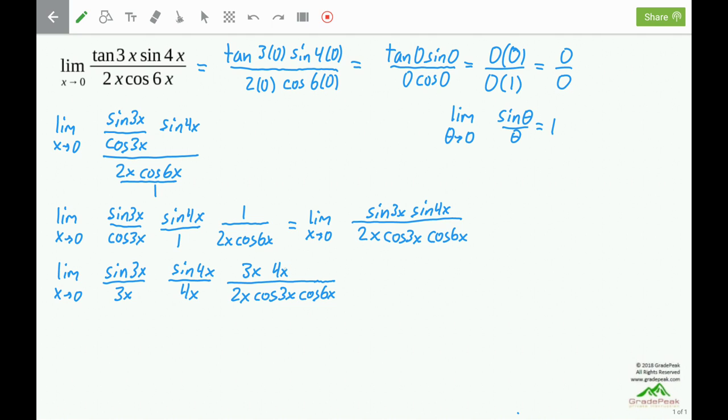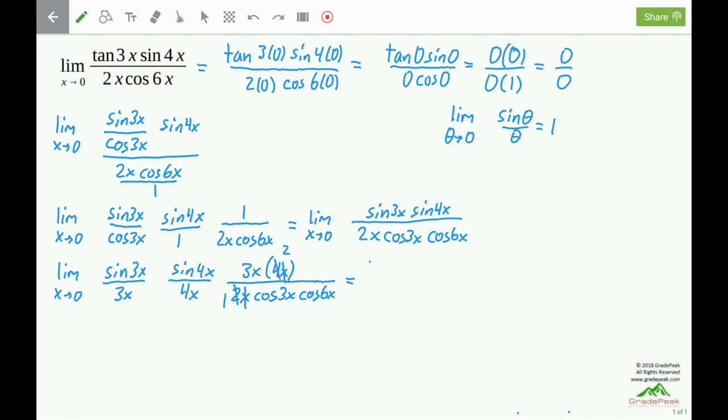In the other fraction we can cancel one of the x's. They're multiplying each other, so really it's an x squared up there. One of the x's can cancel, not both of them. And then we can actually cancel the 4 and the 2 with each other to become a 2 and a 1.